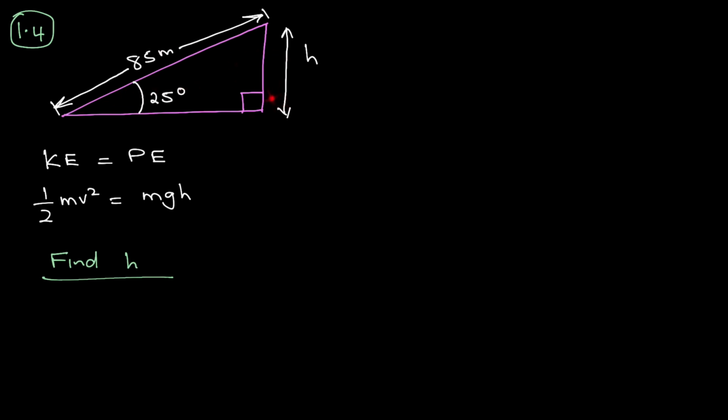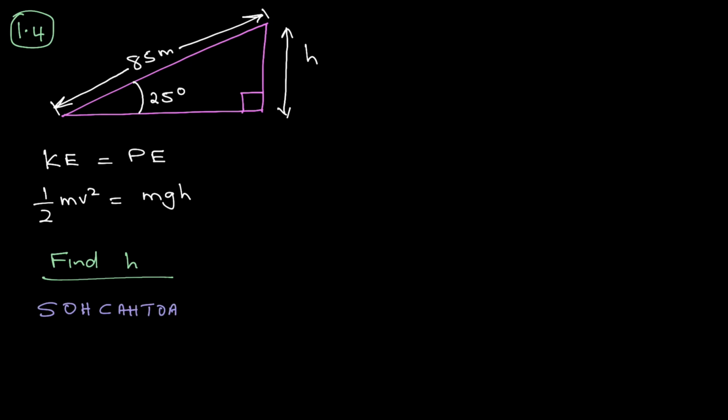Question 1.4, we now need to work on an escape ramp inclined at an angle of 25 degrees to the horizontal and 85 meters long. We need to deduce whether this escape ramp is sufficient to stop the vehicle. Here's the escape ramp. Here we'll have a maximum kinetic energy, and as it climbs up, it's converting the kinetic energy into potential energy, so here will be the maximum potential energy. We know kinetic energy is half mv squared, and that equals mgh. First, we need to find the height h for potential energy.